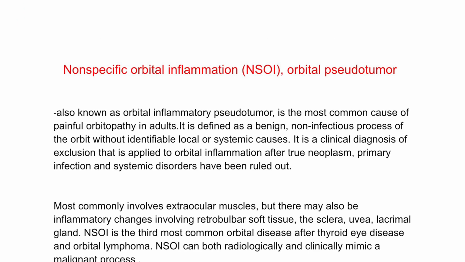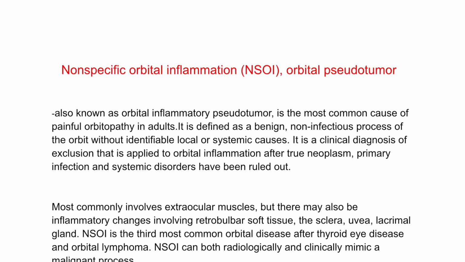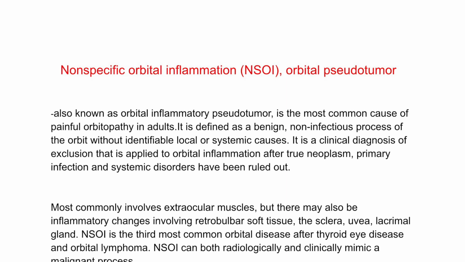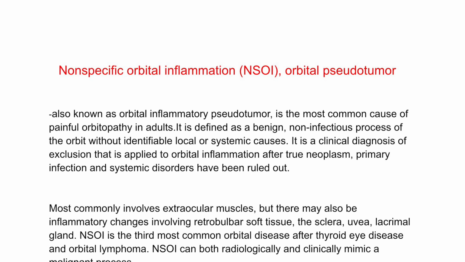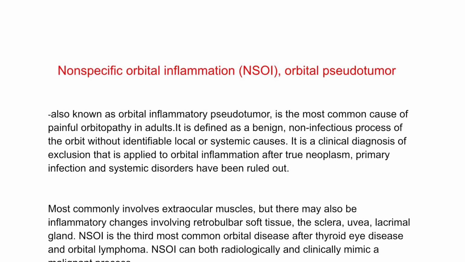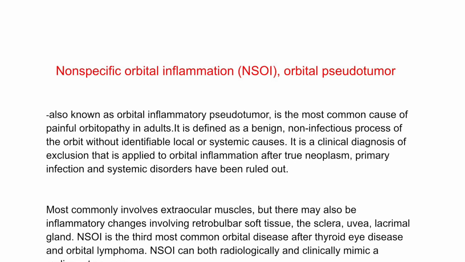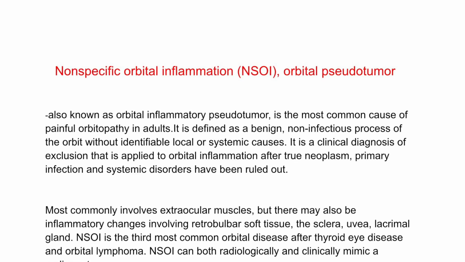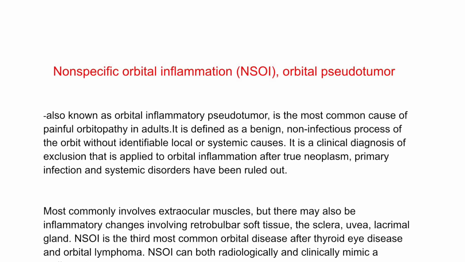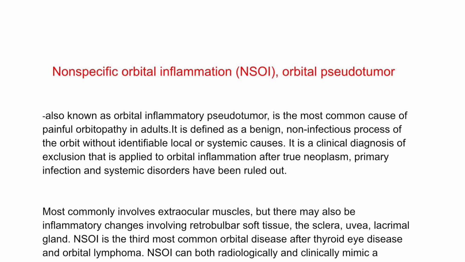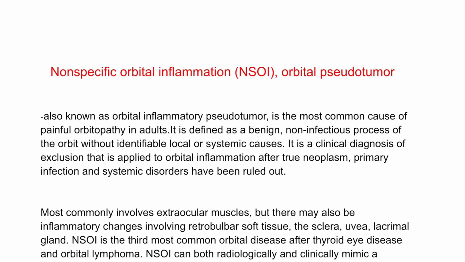Non-specific orbital inflammation, or orbital pseudotumor, is also known as orbital inflammatory pseudotumor. It is the most common cause of painful orbitopathy in adults. It is defined as a benign or non-infectious process of the orbit without identifiable local or systemic causes. So this is a diagnosis of exclusion. You have to exclude true neoplasm, primary infection, or any systemic disorder before making the diagnosis of orbital pseudotumor.